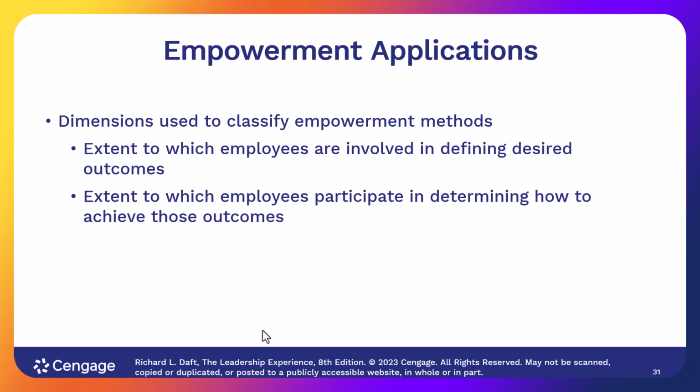Extent to which employees participate in determining how to achieve those outcomes. Again, this is allowing them to participate and determine, giving you input when you're thinking about doing something. One of the things a good leader would do is say, I've got 10 people who are experienced, so I'm thinking about doing this. I'm going to sit down with them and let them talk. We're going to talk amongst each other about how might be the best way to get these outcomes.